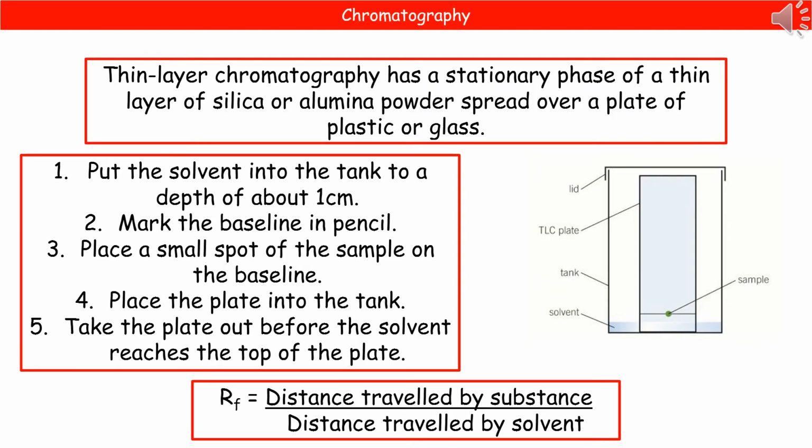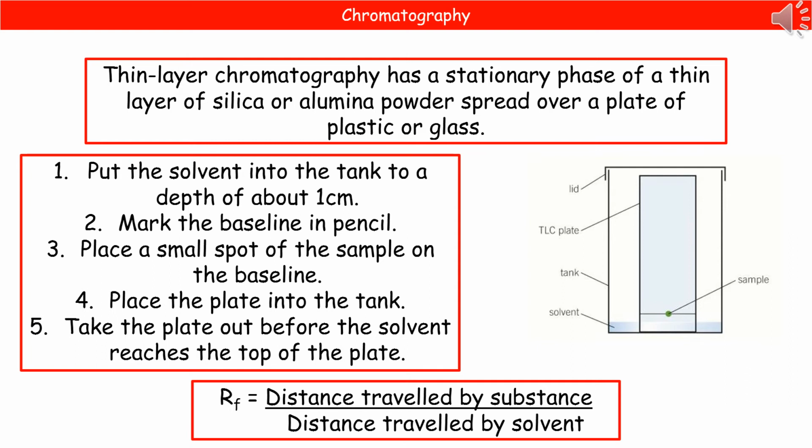The last separating technique is chromatography. The first version of this is thin layer chromatography, which has a stationary phase of a thin layer of silica or alumina powder spread over a plate of plastic or glass. The mobile phase is the solvent that moves up the plate.